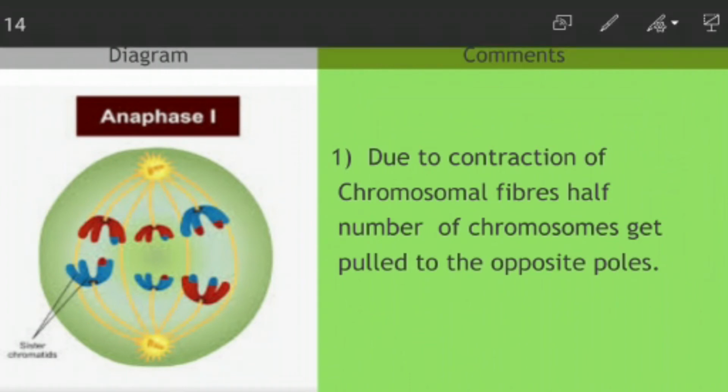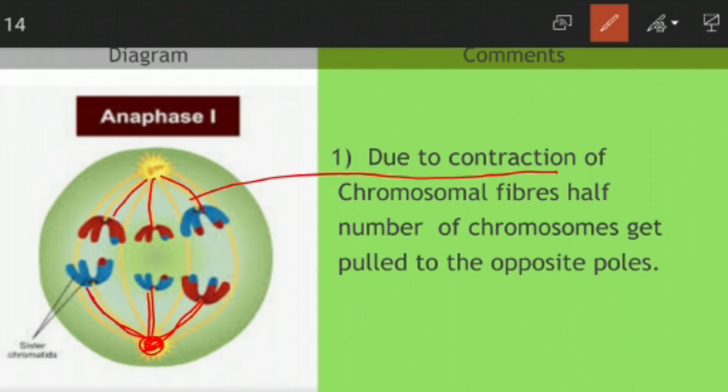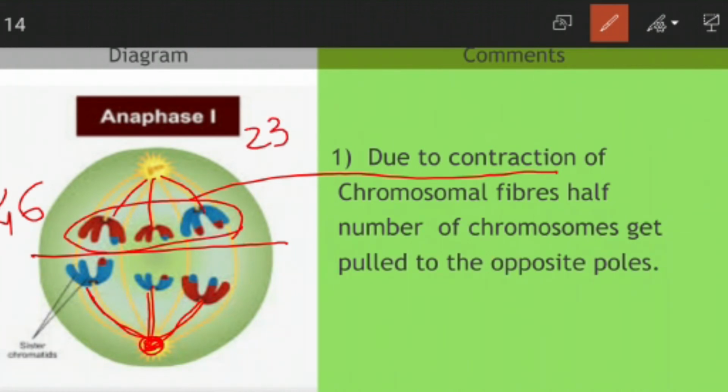Now coming to anaphase. Now what happens in anaphase? Because of continuous contraction of this chromosomal fiber. Chromosomal fibers are these which started from centrosome and reaching up to the chromosome. Because of this continuous contraction of this chromosomal fiber, what happens? The half number of chromosomes. Suppose 46 chromosomes are there, half number of chromosomes means 23 chromosomes get pulled towards one pole and remaining 23 get pulled towards another pole.